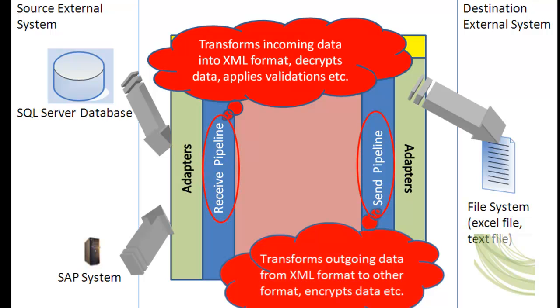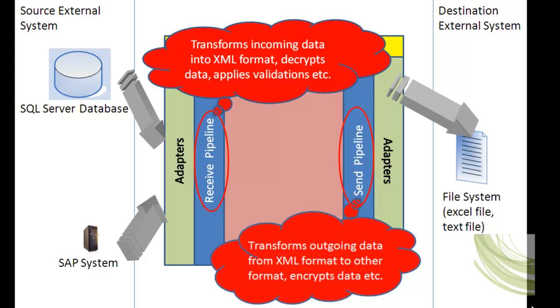If the destination system is a file system and is expecting a file in Excel format or a text file format, then send pipeline will help us in transforming the outgoing XML data to the expected format, that is the Excel format or the text file format. In addition to transforming data, pipelines also help in applying validations, encryption and decryption of data.